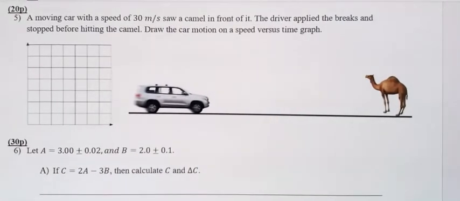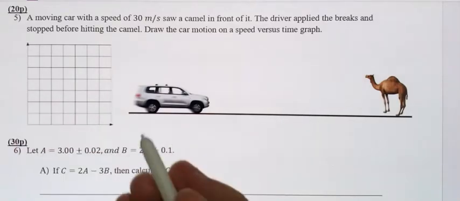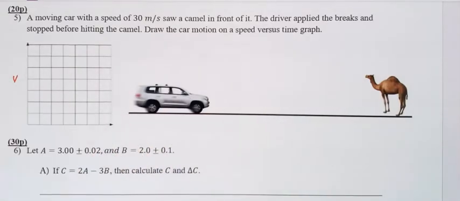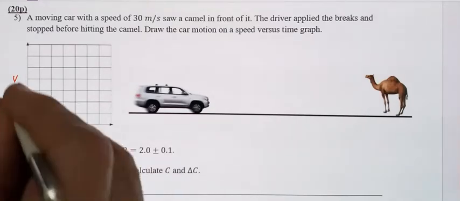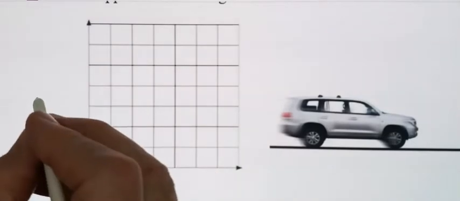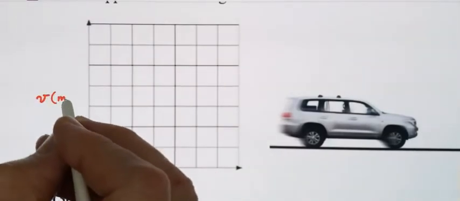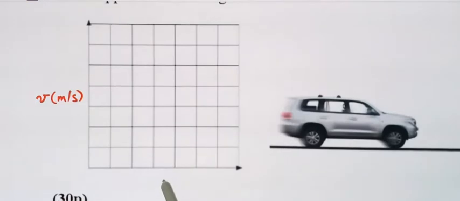Okay, now a moving car with a speed of 30 meter per second saw a camel in front of it. The driver applied the brakes and stopped before hitting the camel. Draw the car motion on a speed versus time graph. So that means this is speed. Let me just enlarge it a little so we can write the units. So that's speed, meter per second, versus time, that is second.